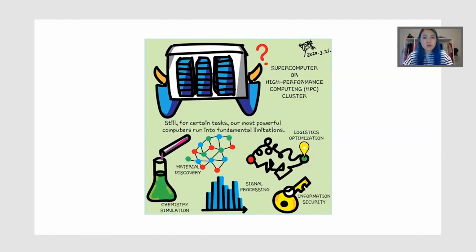We run a lot of very hardcore tasks on supercomputers. However, there are still areas where our most powerful supercomputers run into fundamental limitations. Things like chemistry simulations and material discovery, those are fundamentally quantum mechanical interactions in those materials. We cannot go beyond a certain complexity of the quantum mechanical interactions using our current computing method.